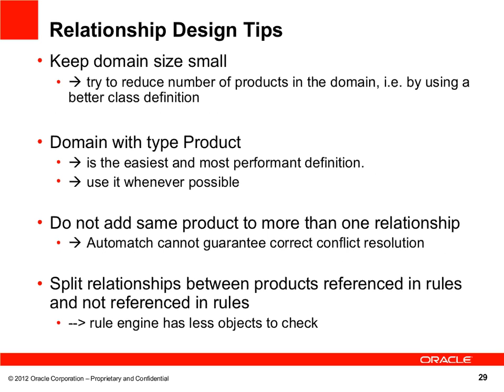Okay, then we have some additional relationship designs for classes which are not as important as the first 2 ones. The first one is keep domain size small. This means that within a relationship with class or dynamic class type, whenever possible, don't add too many products. But why is this important?